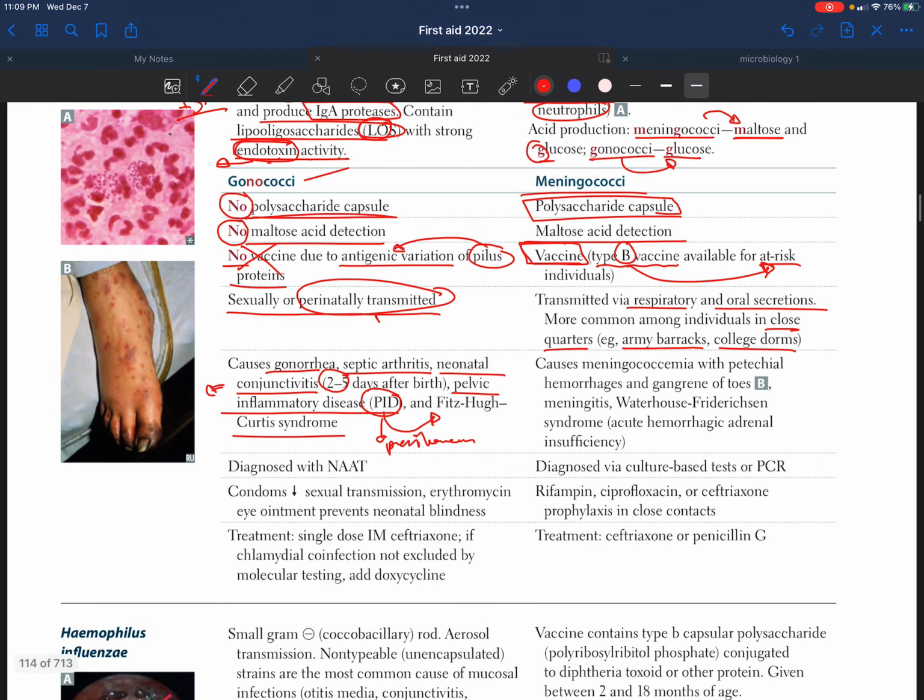While the meningococci cause meningococcemia, so there is a spread in the blood with petechial hemorrhages, like a petechial rash, a red rash on the skin, and also a possibility of gangrene of the toes, as we see here in this image. It could also develop into meningitis, and then Waterhouse-Friderichsen syndrome, acute hemorrhagic adrenal insufficiency.